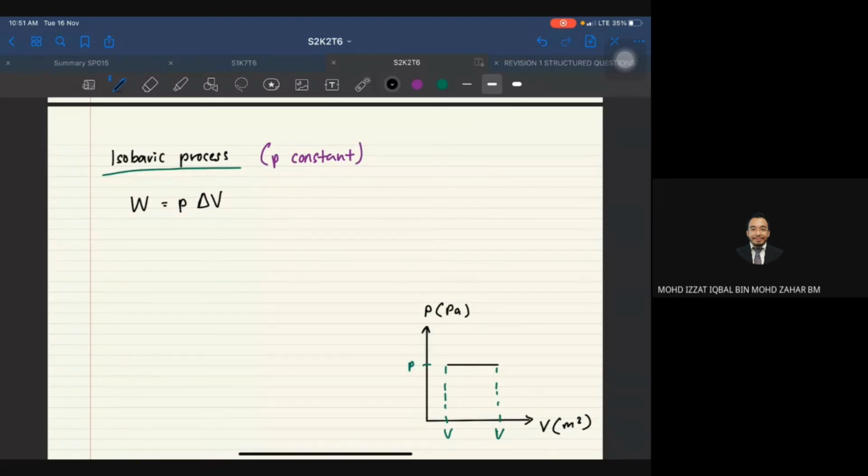Okay, mana satu V1, mana satu V2, it depends on the direction of the process lah. Kalau dia kata dia expand, V1 dia belah kiri ke belah kanan? Kiri. Okay, good. V1 will be on the left, V2 will be on the right. So starting the V1, final the V2. Okay, and from here you can see that the area under the graph is actually this one.